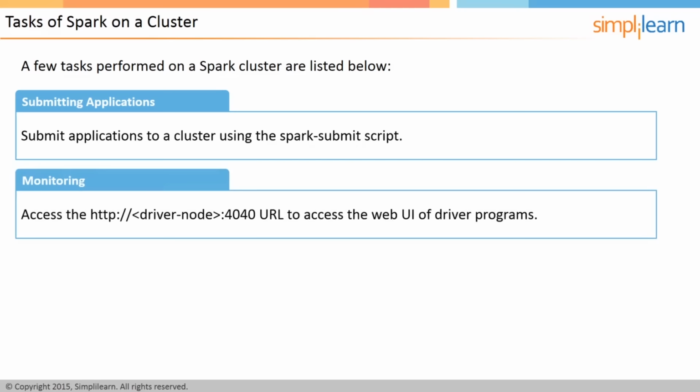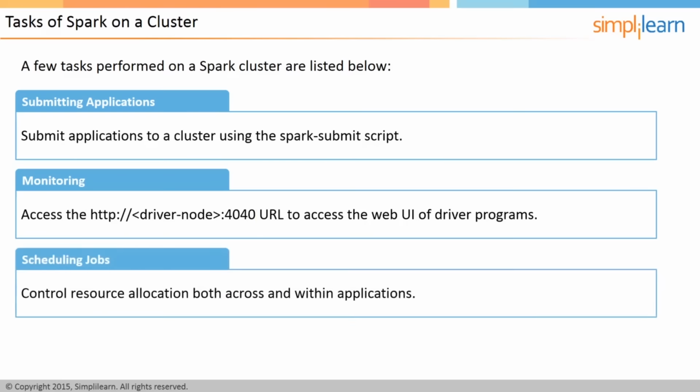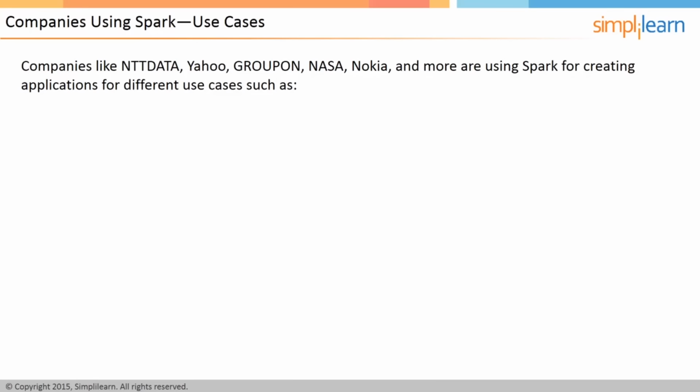Companies like NTT Data, Yahoo, Groupon, NASA, Nokia, and more are using Spark for creating applications for different use cases. These use cases are stream processing of network machine data, performing big data analytics for subscriber personalization and profiling in the telecommunications domain, and executing the Big Content Platform, which is a B2B content asset management service that provides an aggregated and searchable source of public domain media, live news feeds, and archives of content.